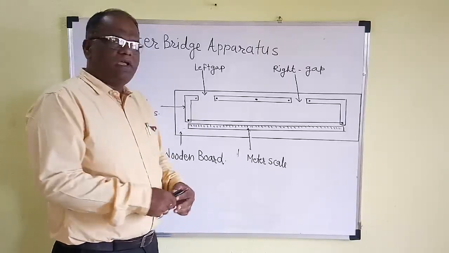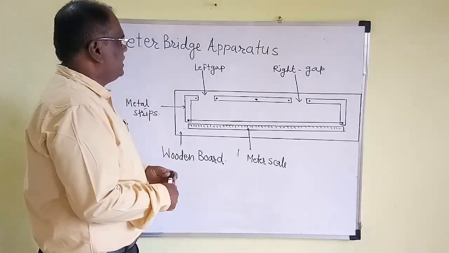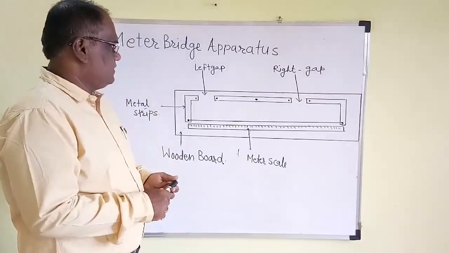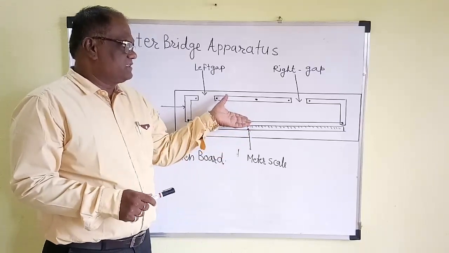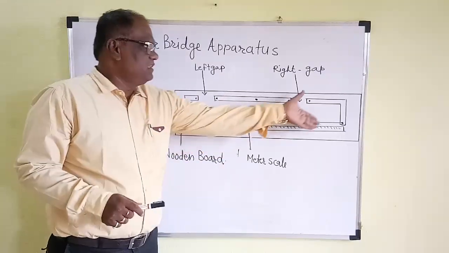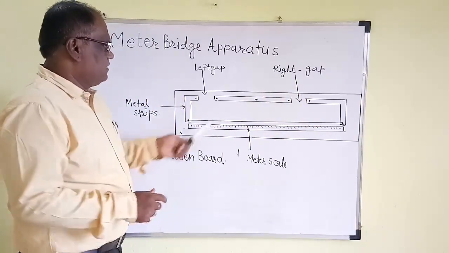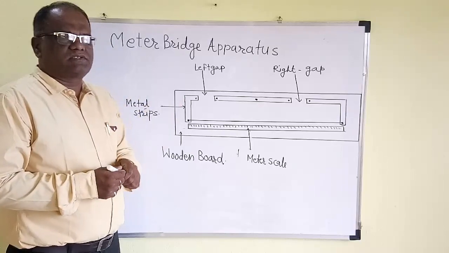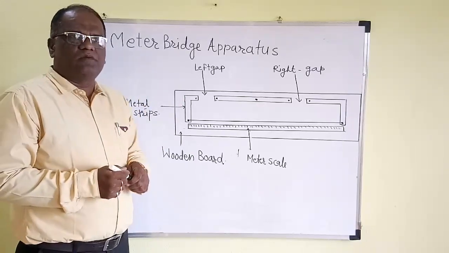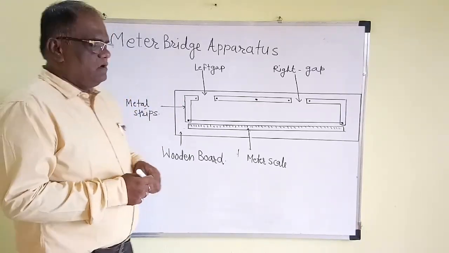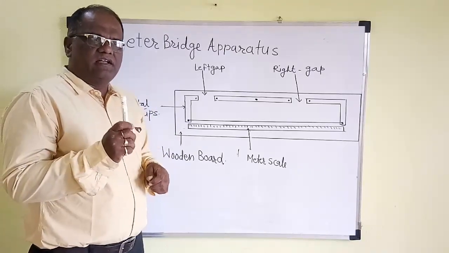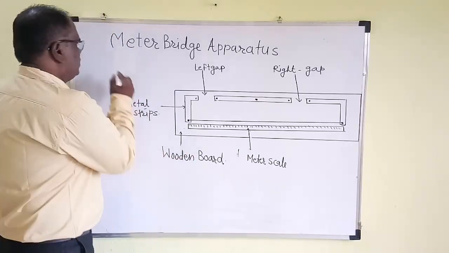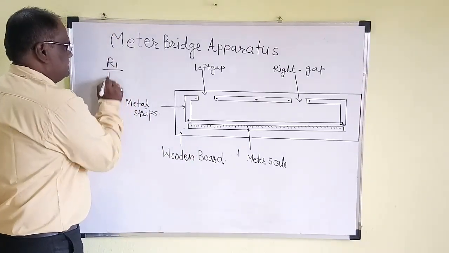Students, today we are going to discuss the meter bridge apparatus, its construction and use. Meter bridge apparatus is here as shown in the figure. This meter bridge apparatus works on the principle of the Wheatstone bridge network. We have studied the Wheatstone bridge network and we know the balancing condition of the Wheatstone bridge network.